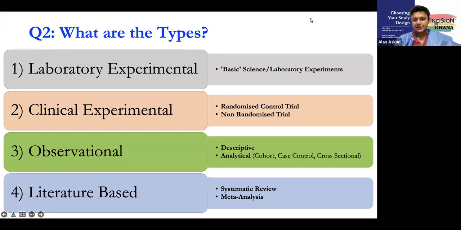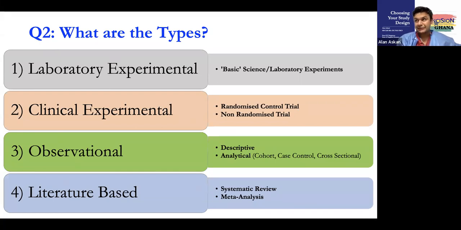So what study types are there? Okay, so let's go through each one. There's essentially 4 main broad categories of study types, one of which is laboratory experimental. So this is what's usually referred to as basic science, which I think is a bit of a bad term, to be honest, because there's not really anything basic about it. But ultimately what they mean is laboratory experiments and direct non-human studies.